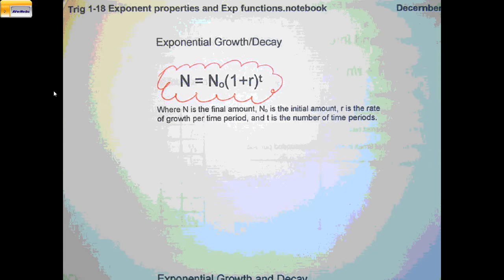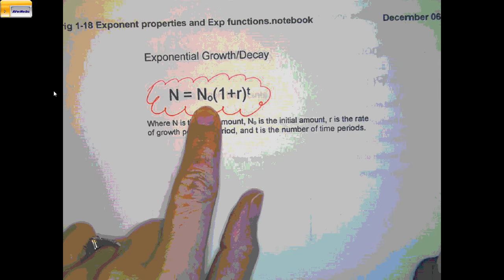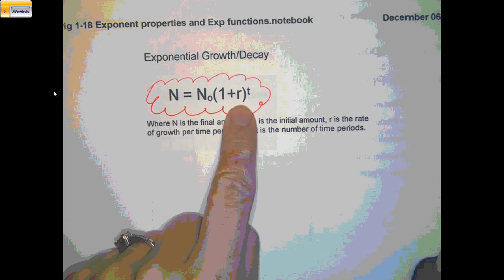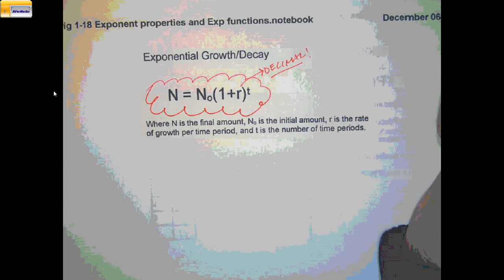If you do not remember this formula from last year, you need to memorize it again. Where n is the final amount, n sub 0 is the initial amount, so that's how much you start with. R is your rate, and they're probably going to give that to you in a percent. You're not going to put a percent in there. You're going to make that a decimal, so make yourself a note. That should be a decimal. And T is the number of time periods. Sometimes it's not time, usually it is.